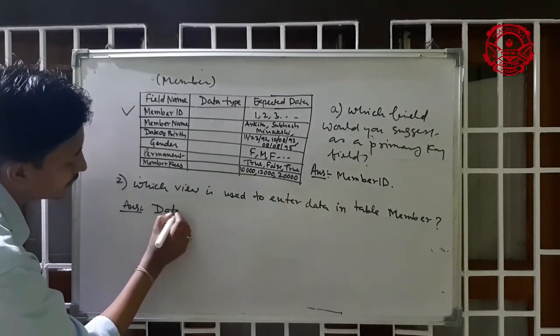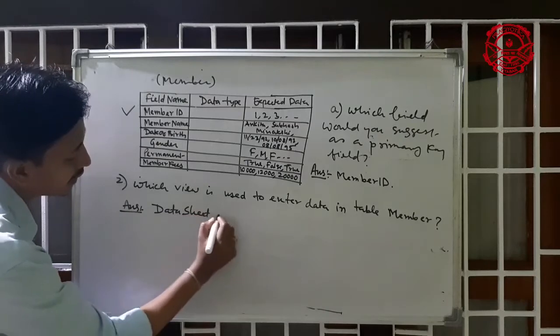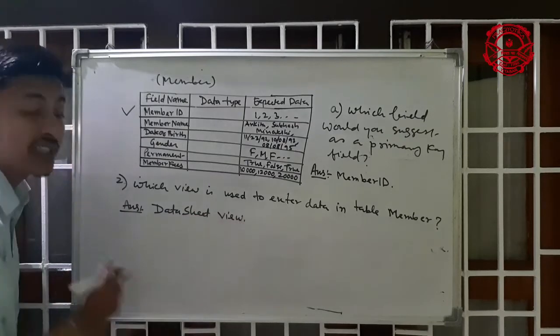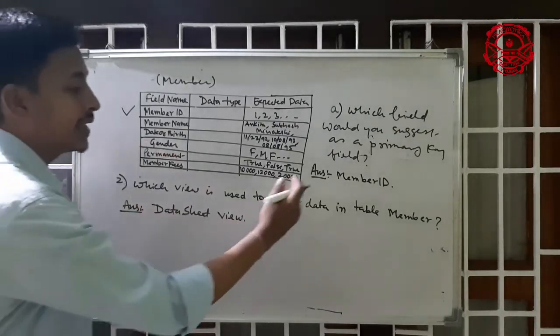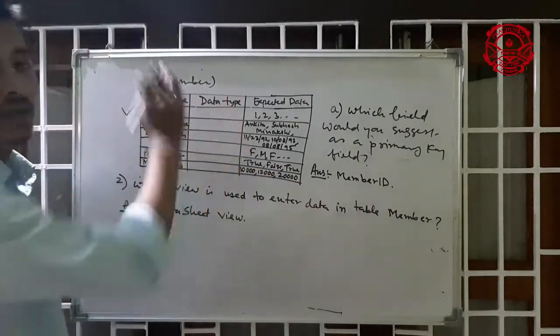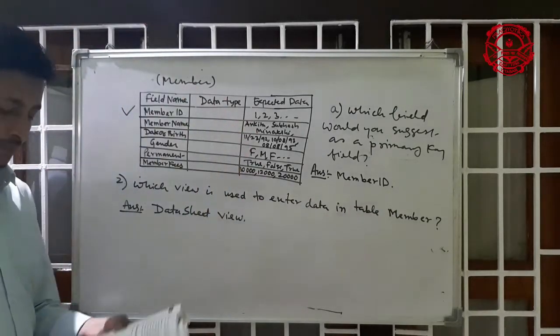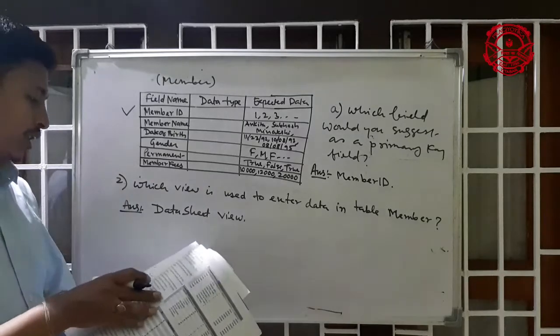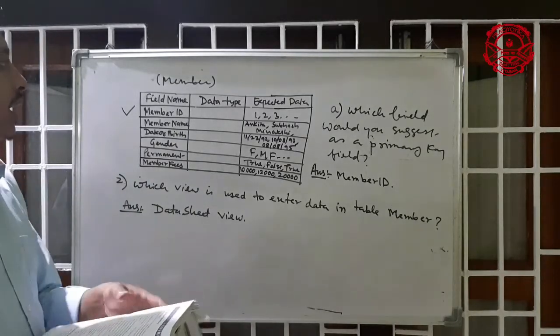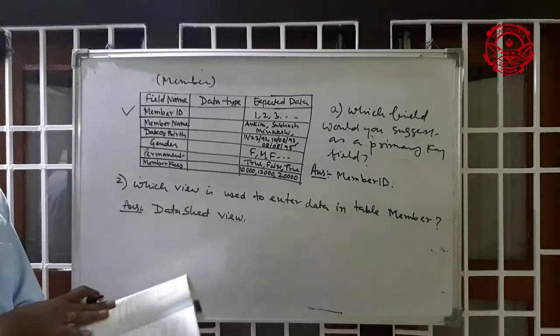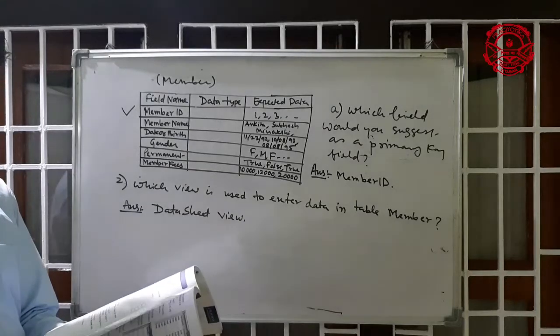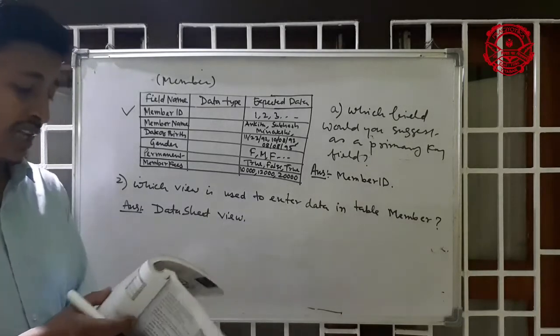Datasheet view. So datasheet view is used to enter data in the table member. Understand? Clear? Okay. So the second application based question is also completed.